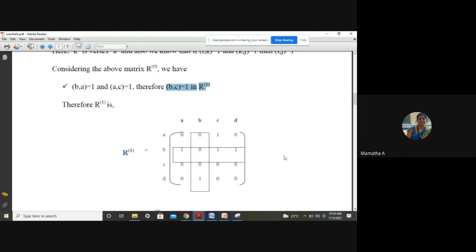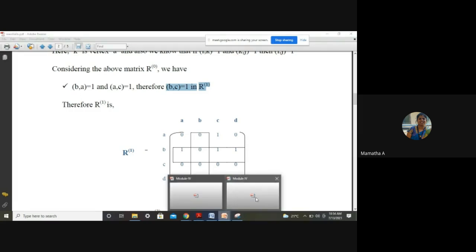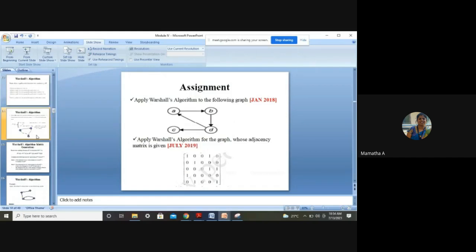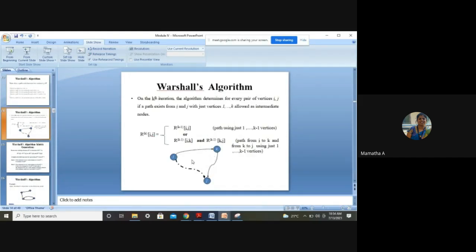So if there is a path from I to K and there is a path from K to J, it means there is a path from I to J via the kth vertex. That's what I mean to say. If there is a path from I to K and K to J, there is a path between I to J via the vertex K. And K could be your intermediate vertices. Hope you are all getting it, right?